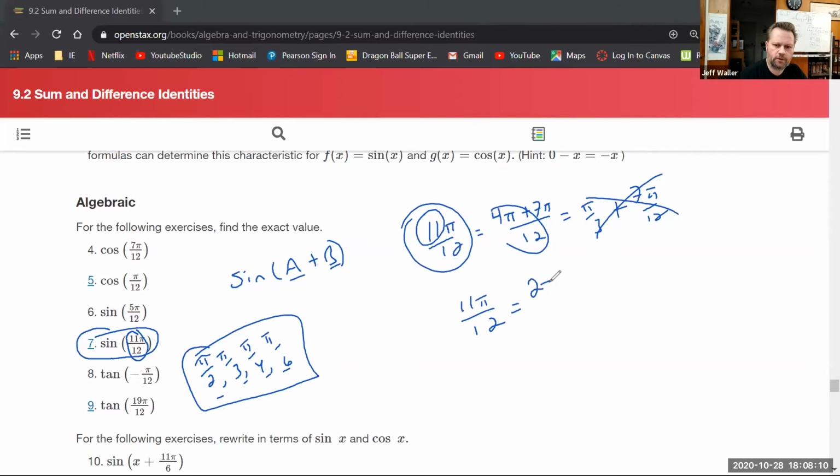So let's see. It could be 2 pi plus 9 pi, right? That would be pi over 6 plus 3 pi over 4. That's no good because I don't know that one. Actually, I do know that one. What am I talking about? Pi over 6 plus 3 pi over 4. That's a good one, right?